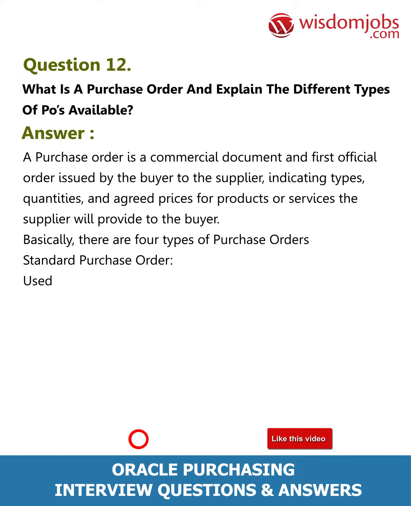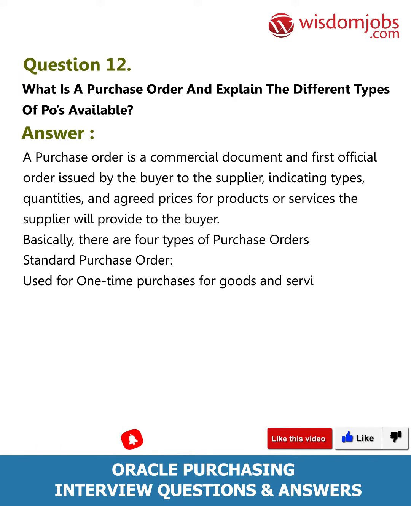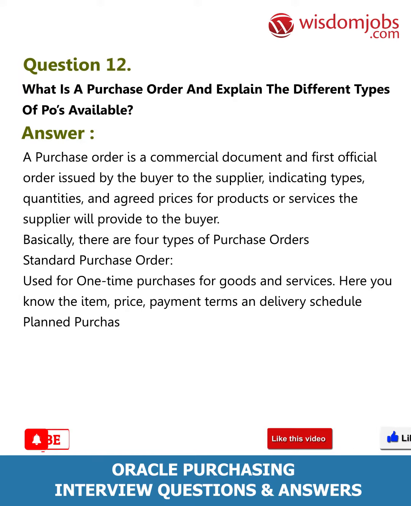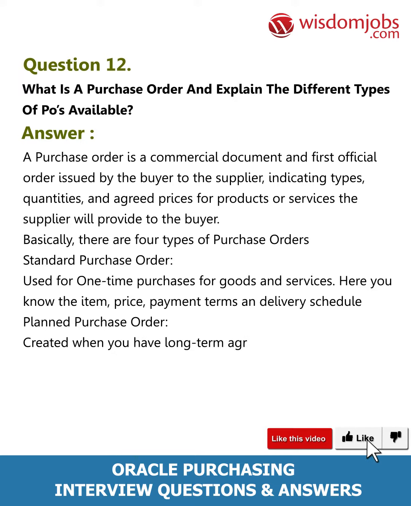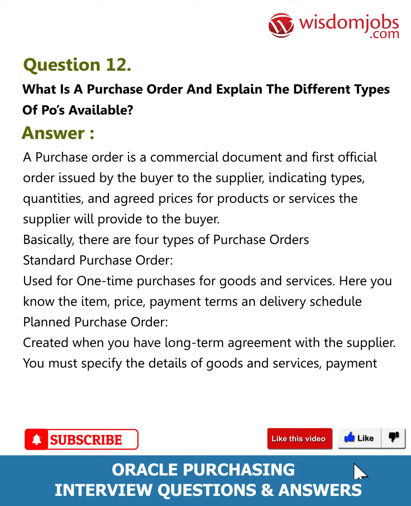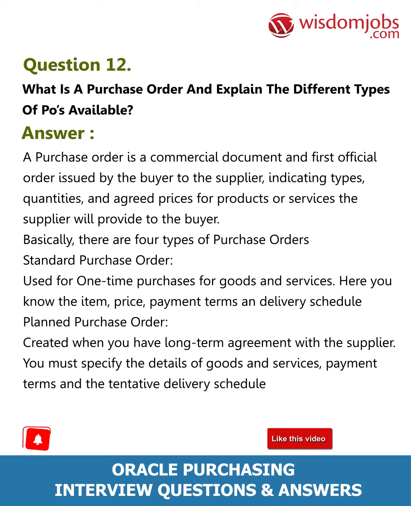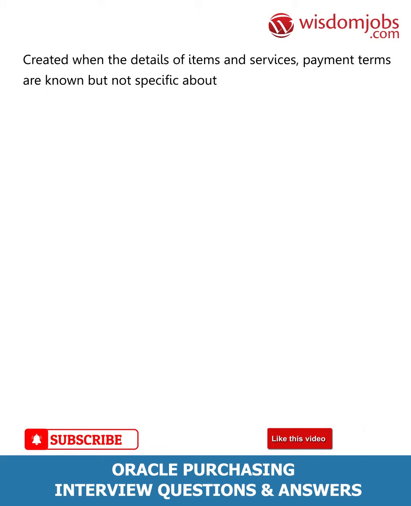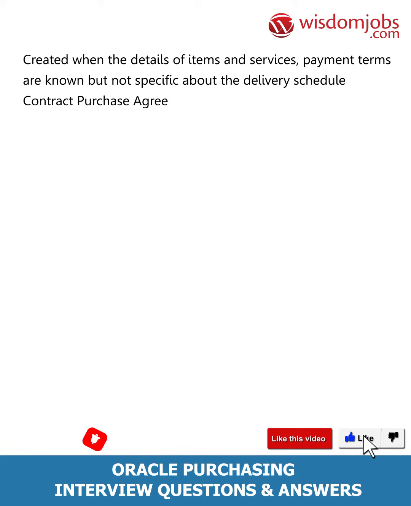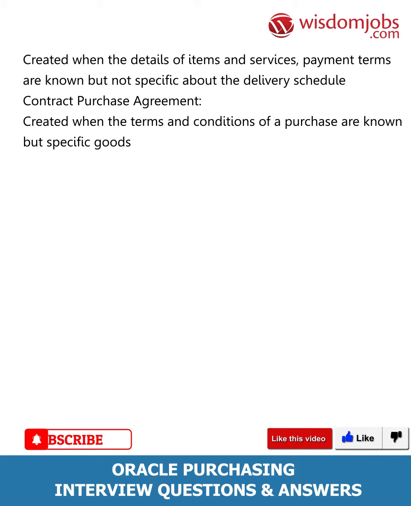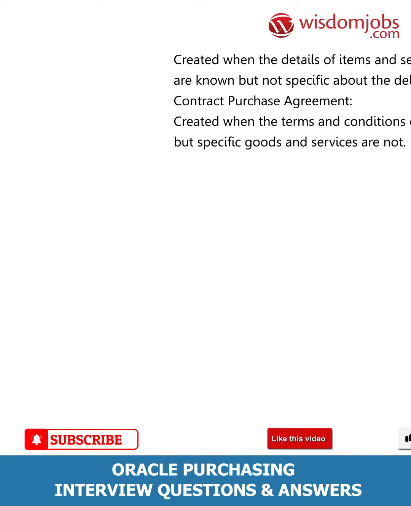Standard purchase order, used for one-time purchases for goods and services. Here you know the item, price, payment terms, and delivery schedule. Planned purchase order, created when you have a long-term agreement with the supplier. You must specify the details of goods and services, payment terms, and the tentative delivery schedule. Blanket purchase agreement, created when the details of items and services, payment terms are known but not specific about the delivery schedule. Contract purchase agreement, created when the terms and conditions of a purchase are known but specific goods and services are not.